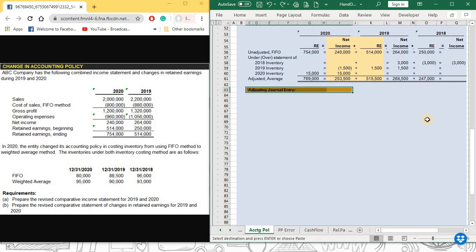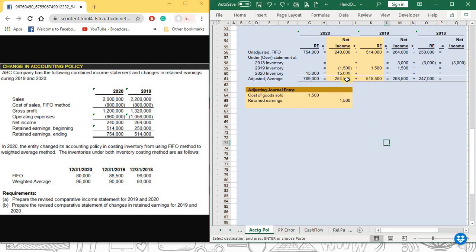So the journal entry would be a deduction from net income, which is a debit. And what nominal account related to inventory should be debited in order to reduce net income by 1,500? Of course, the nominal account related to inventory is cost of goods sold, and that will be debited at 1,500. Another adjustment for the 1,500 is to increase retained earnings, which means we need to credit retained earnings for 1,500.